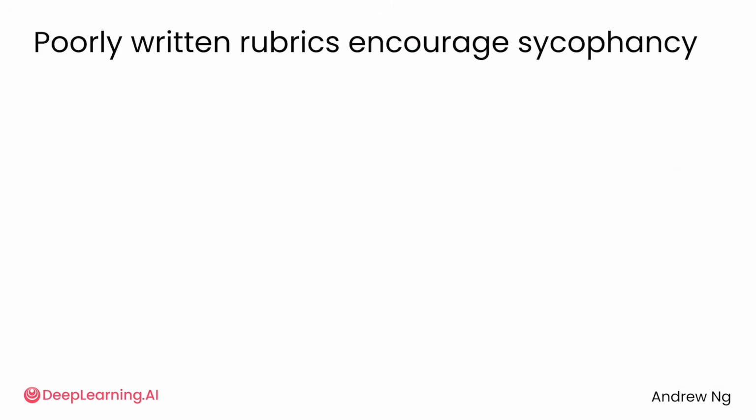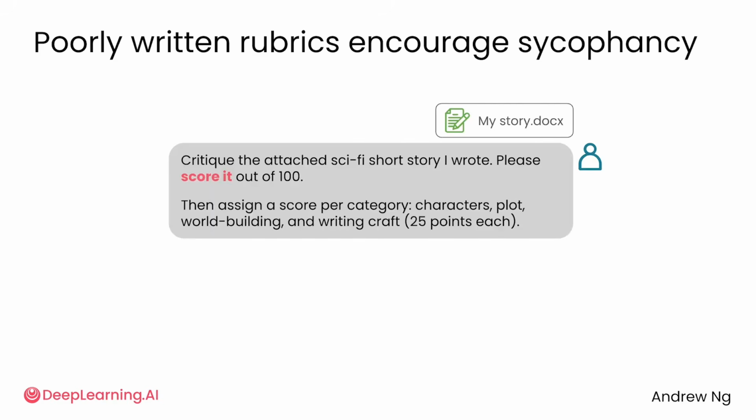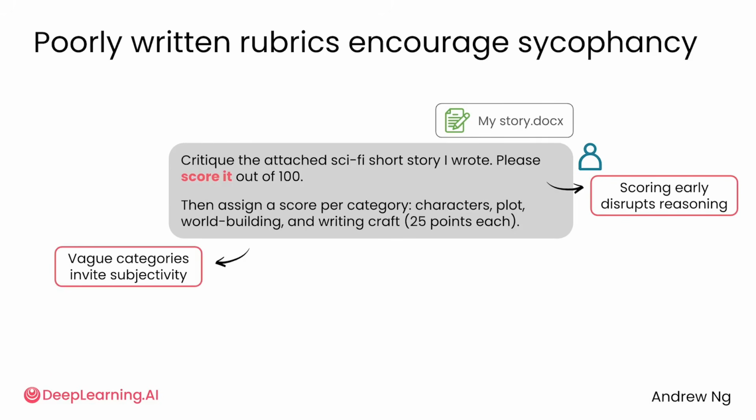In contrast, poorly written rubrics encourage sycophancy and ambiguous or less objective thinking. For example, if you say, "I've been working on a sci-fi story, please score it out of 100." One of the things that's strange about this prompt is you first ask it to score out of 100, so that will tend to cause it to leap to a conclusion about what score, and only after that, assign a score per category: characters, plot, world building, and writing craft. And these are ambiguously defined categories because we've not told it how to score characters, plot, and so on.